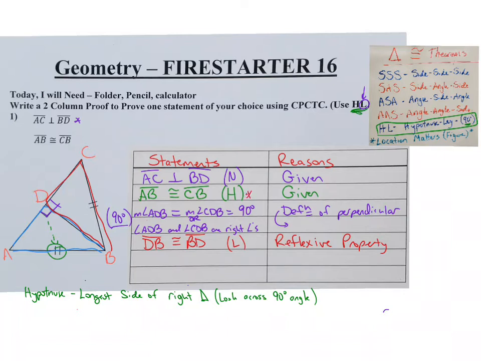So now I have a hypotenuse, I have a leg, I have 90 degree angles. So I get to say triangle ADB. So remember, coordination matters, or correspondence matters. So A is at the corner of two dashes and no dashes.